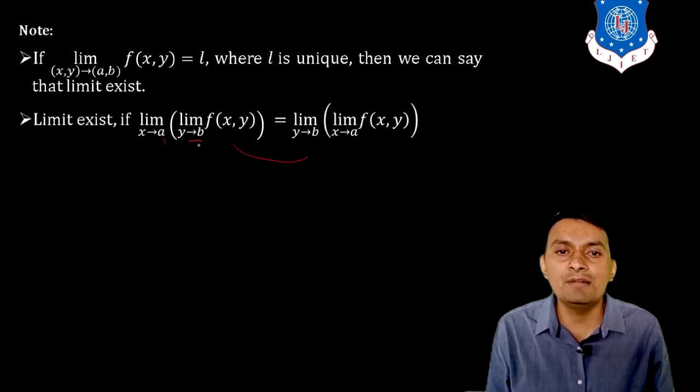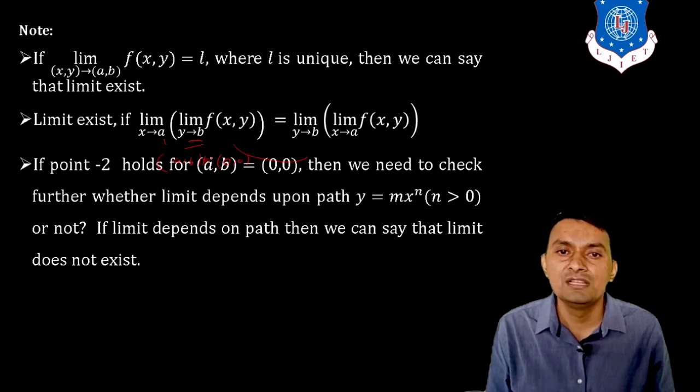But we will keep in mind that A and B are not both 0 simultaneously. But suppose the case is 0, 0; we need to check all the paths passing through the origin. So in that case, we will assume that y is equal to mx raised to n, where n is greater than 0. And if we consider all the paths and we get the same limit, then and only then do we consider the limit to be that value.